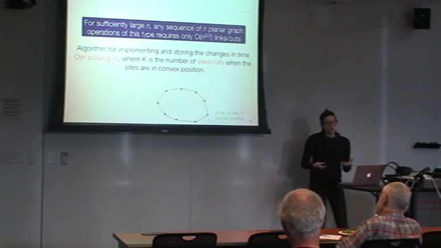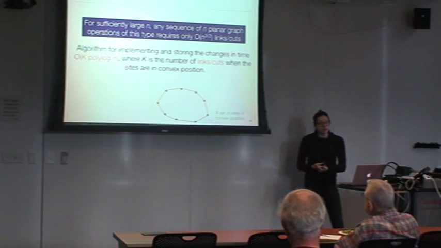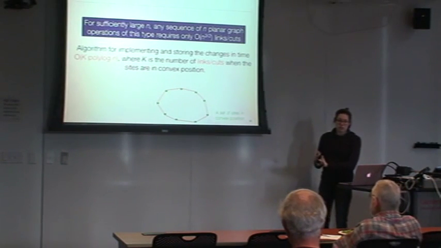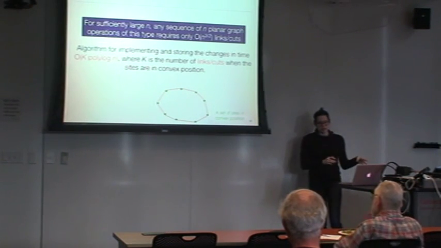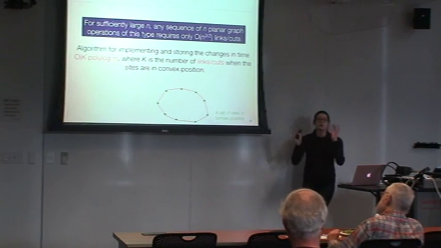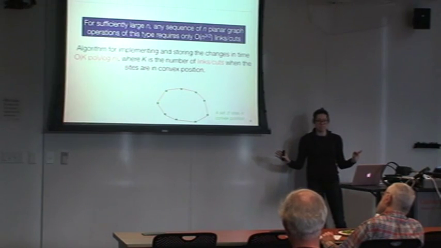Now, the bound I'm going to give you on the number of links and cuts does not require convex position assumptions at all. The algorithm is restricted to convex position, but everything I'm about to show you has nothing to do with convex position and will work for general three-regular planar graphs.